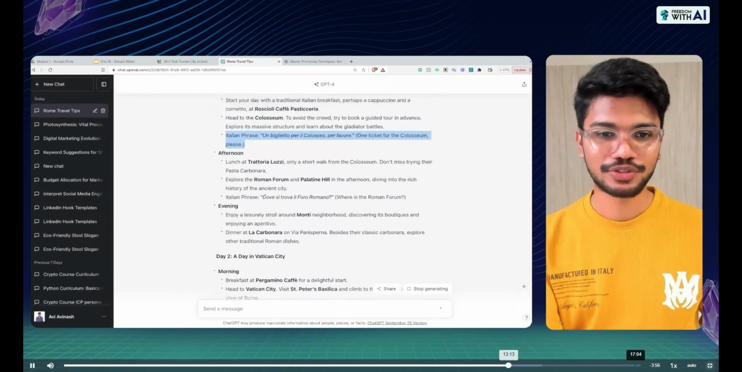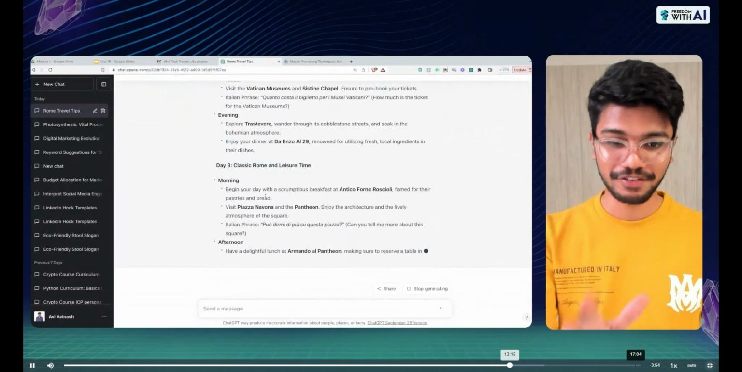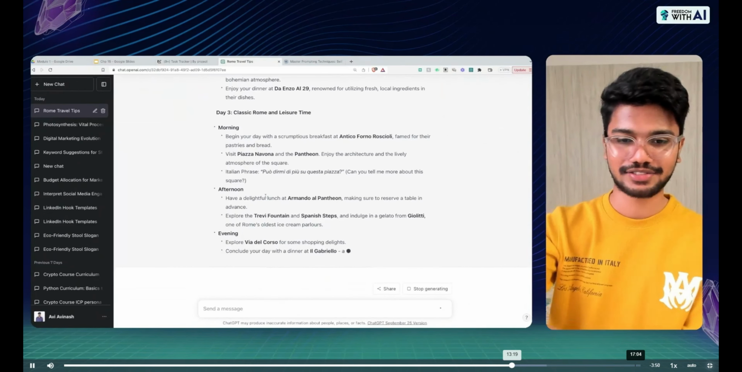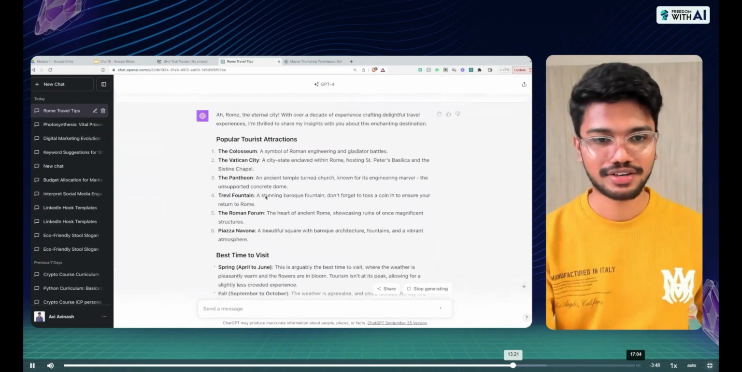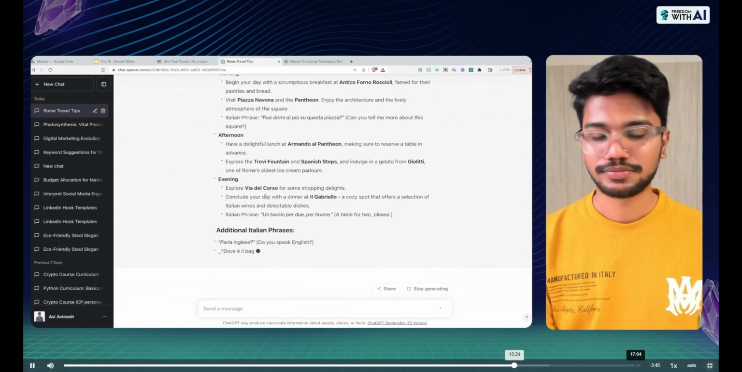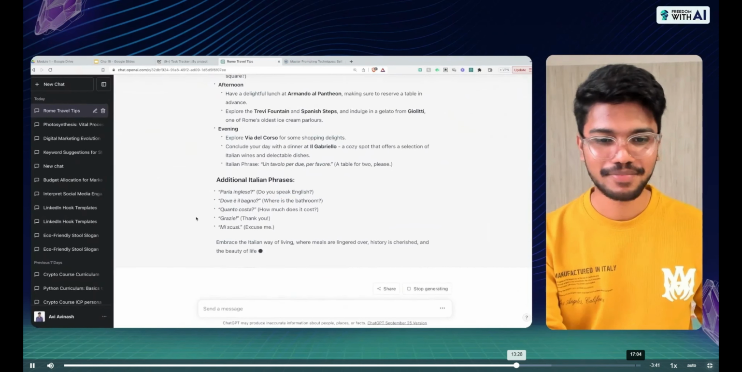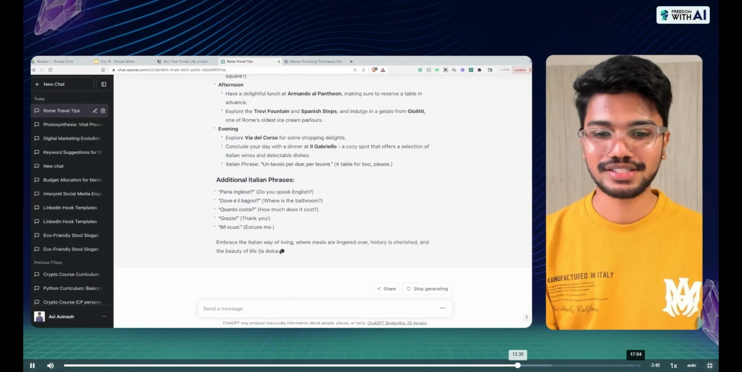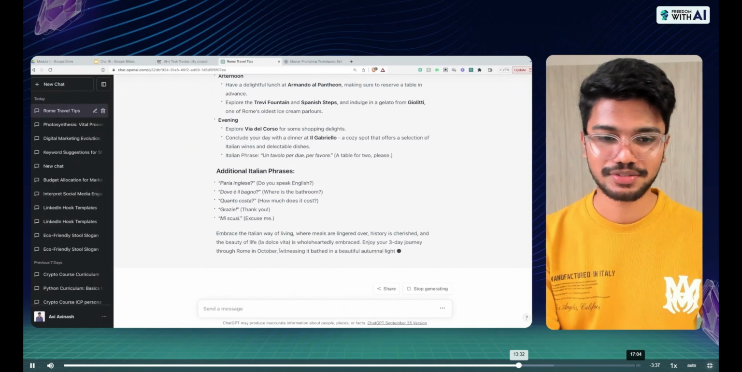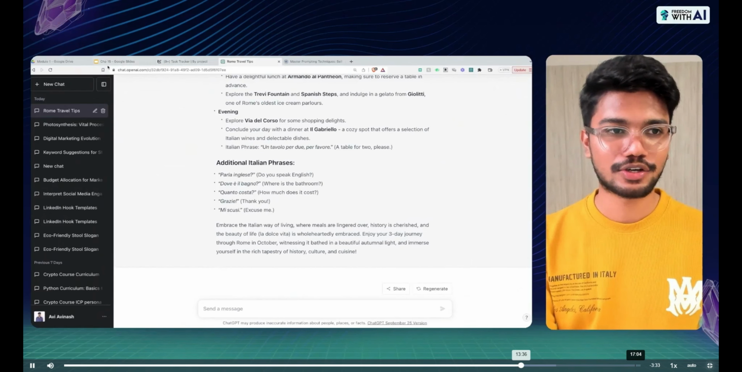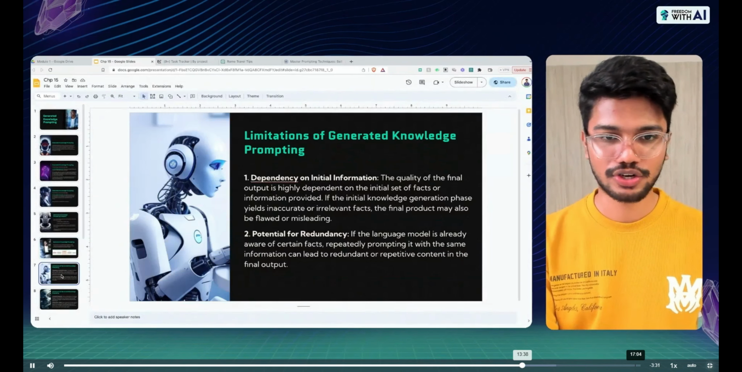Don't you think this itinerary is very in-depth for 3 days? And it would give you a 7-day or 6-day itinerary as well from the information it generated, right? So that's how it adds Italian phrases and says to embrace the Italian way of living, where the meals are long, the history is surest, and the beauty of life. And that's all about knowledge generation.